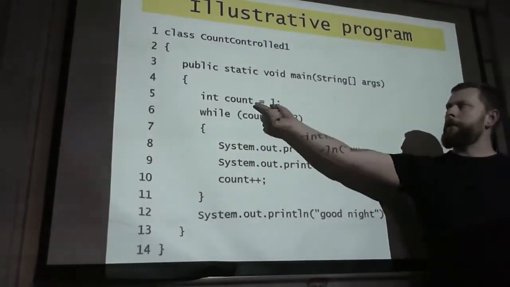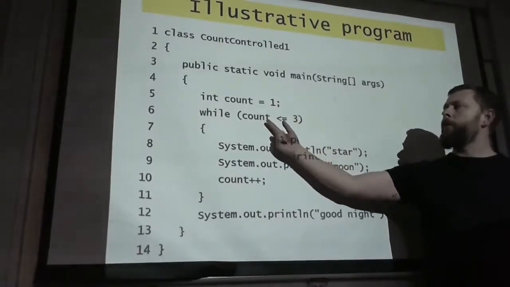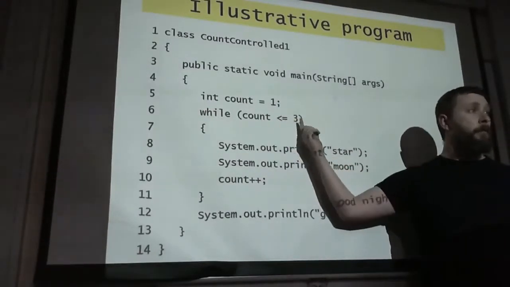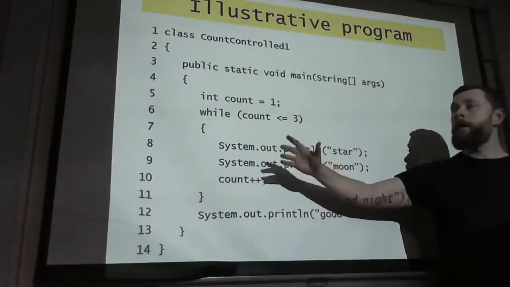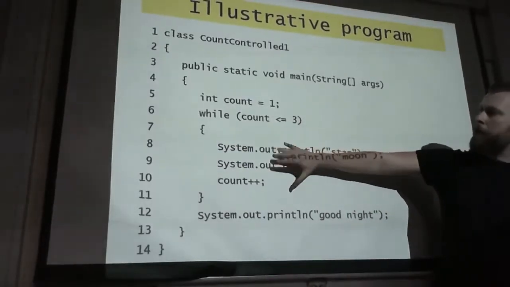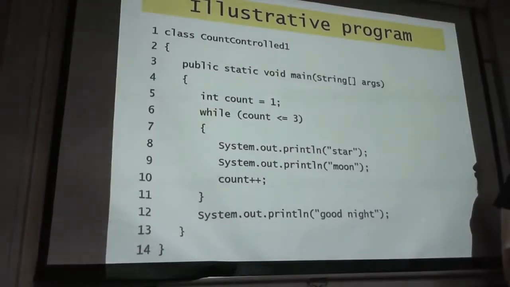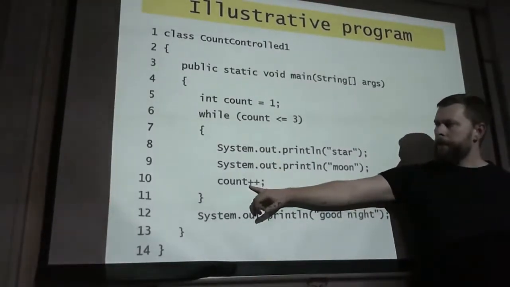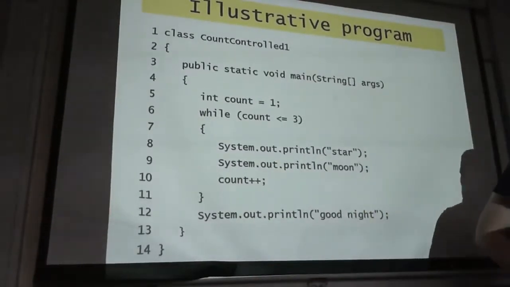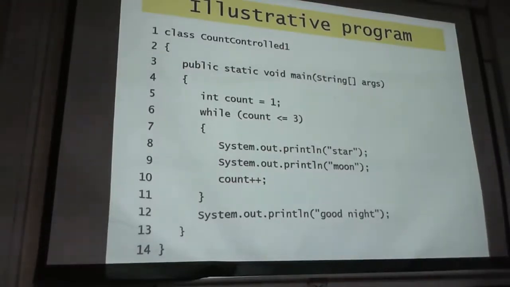to 3. Oh, count, that's a variable. Get the value for that. While 1 is less than or equal to 3. We all agree 1's less than or equal to 3? Brilliant. We're allowed in here. We run line 8, it prints out the word star. We run line 9, it prints out the word moon. And then it increments our variable. That plus plus means it's going to increase the value of our variable by 1.